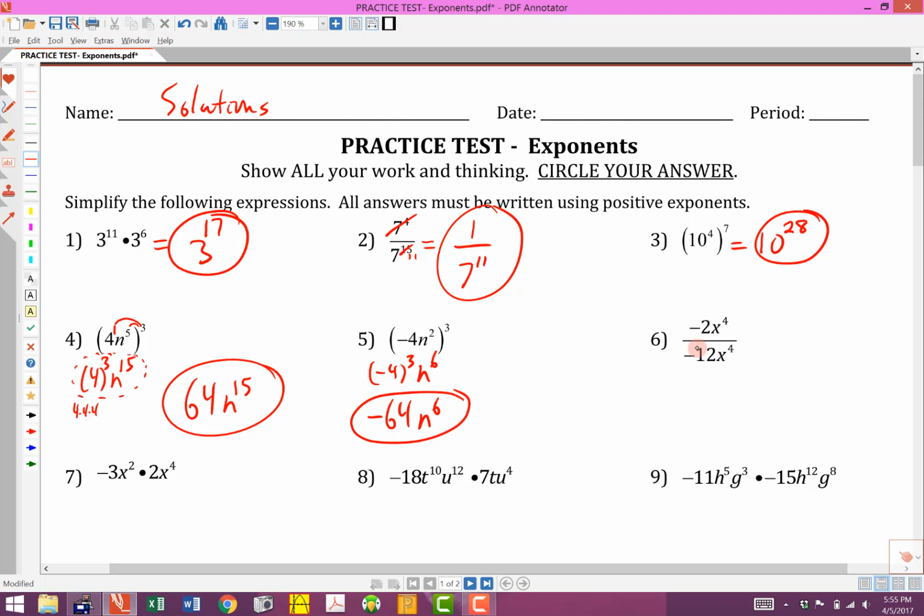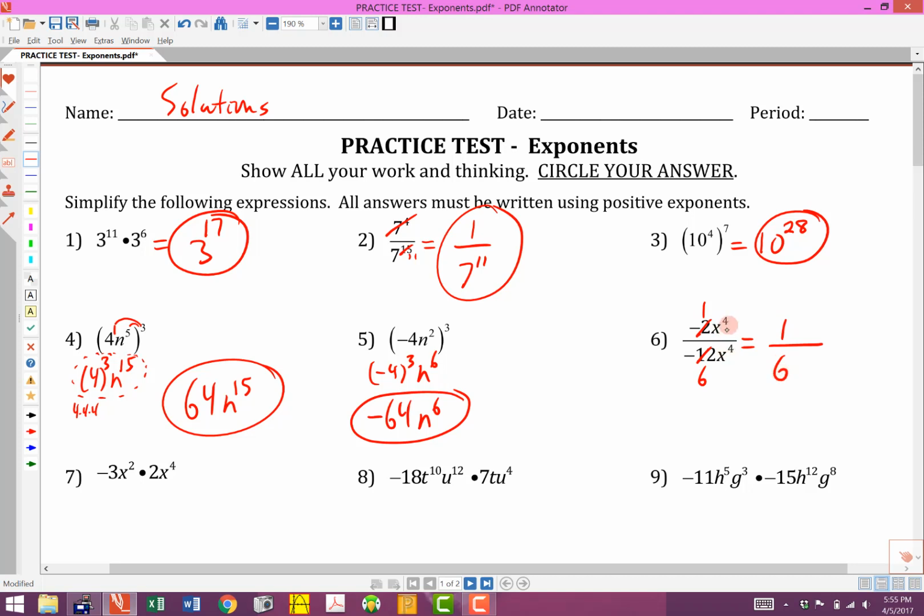Let's take a look at number 6. First thing we're going to do is simplify the coefficients on the top and bottom. Negative divided by a negative is positive, so we know the answer is going to be positive. We want to find the greatest common factor for 2 and 12. In other words, the largest thing that goes into both of those. 2 goes in here once, and 2 goes in here 6 times. So we've got a 1 on the top and a 6 on the bottom.